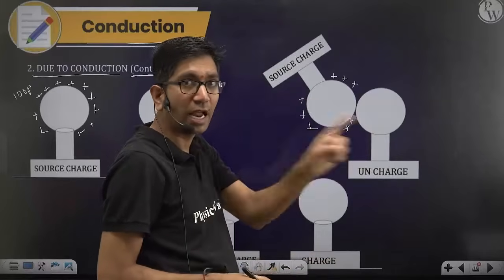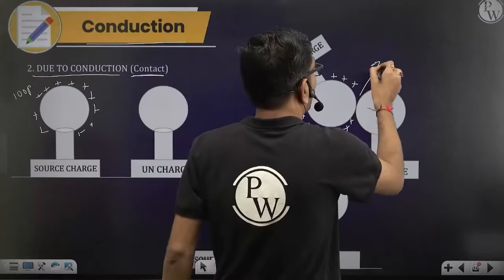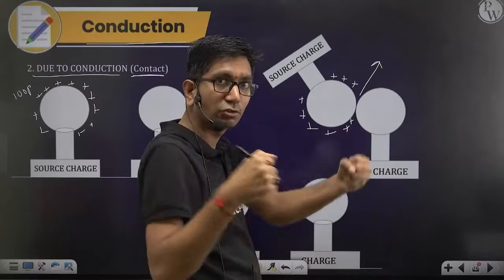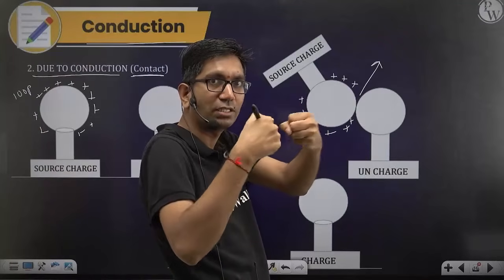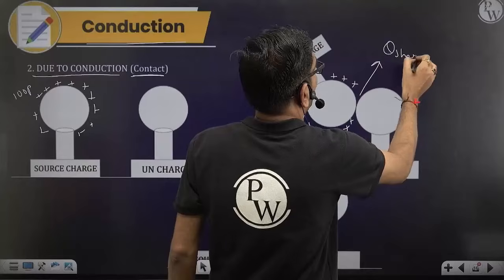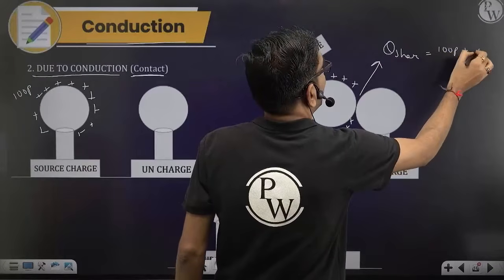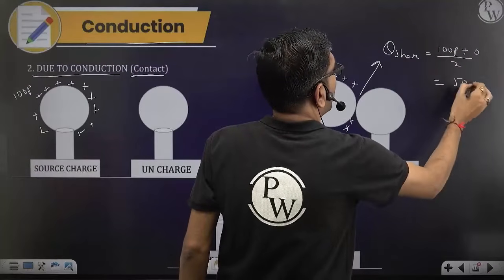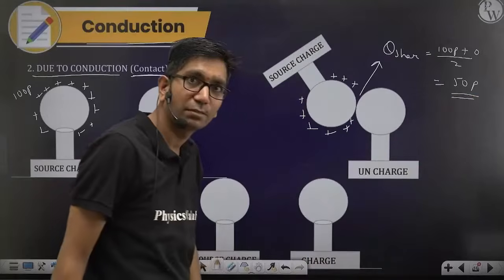When they are in contact, I said to you in the beginning, charge gets shared down. So when charged bodies come in contact, charge gets shared. What is the charge sharing formula? (Q1 + Q2)/2, (100 protons + 0)/2. So finally what you got? 50 protons, right? Yes or no?